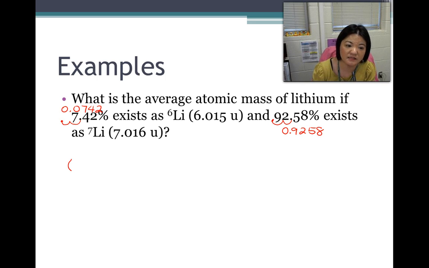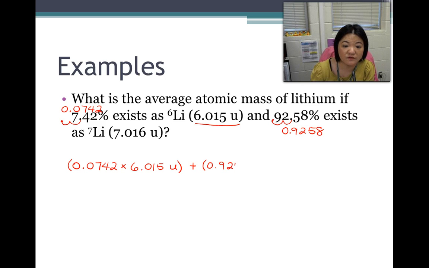Okay, and now we have all the information. The first percentage is 0.0742, and we're going to multiply it by the first mass, which is 6.015 U. Okay, plus the second percentage is 0.9258, and we're going to multiply by our second mass, which is 7.016 U. Okay, go ahead and punch that into your calculator, and you should get 6.942 U.